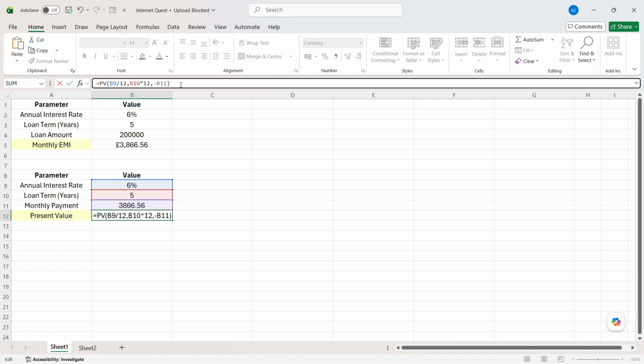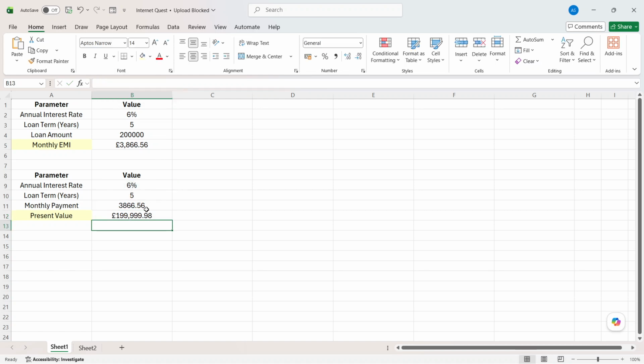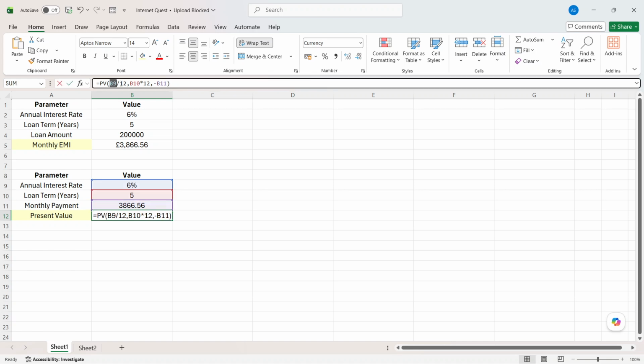Press enter. Excel will calculate the present value based on the monthly payment, the interest rate, and the repayment period. Just like before, dividing by 12 changes the annual interest rate into a monthly rate, and multiplying by 12 converts the term into the total number of monthly periods. The negative sign before the payment keeps the results aligned with Excel's financial formula conventions.